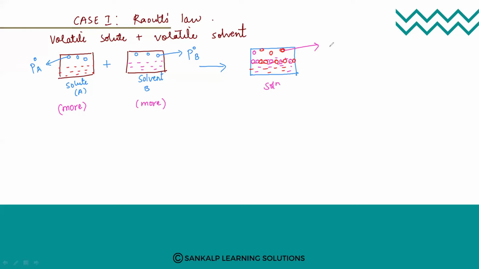So this will be denoted as PA because it is not pure, and this I will denote as PB, because in solution both your solute and solvent will be present. So the number of vapors present will be less as compared to that of pure solute and solvent, while more vapors are present in the pure components. Is it clear till here? Yes.